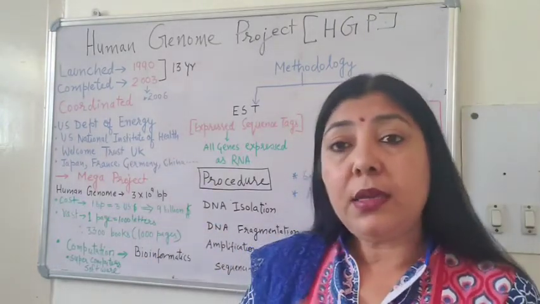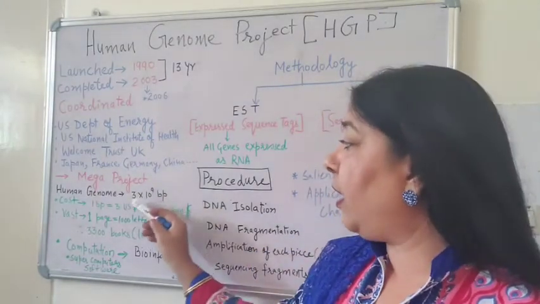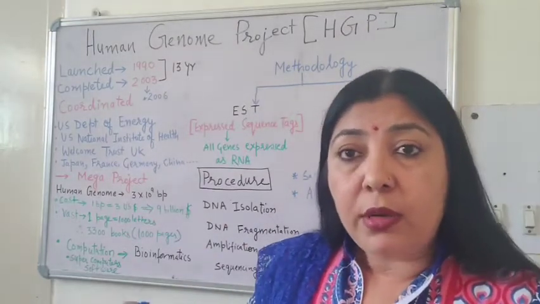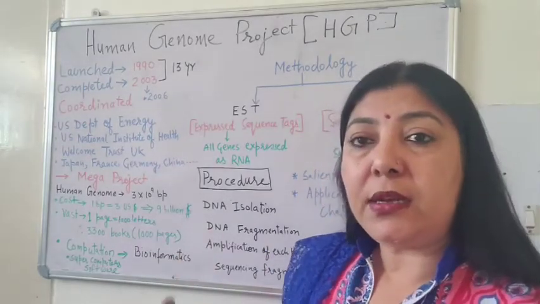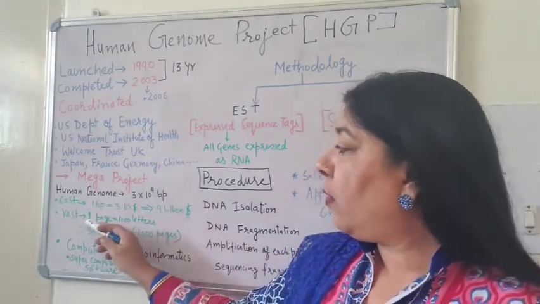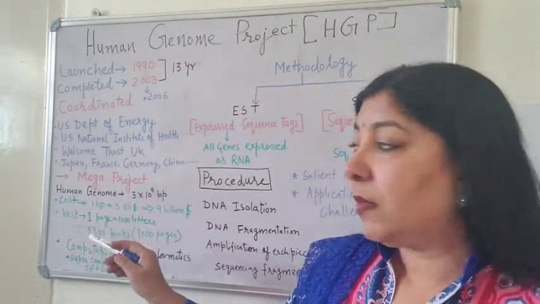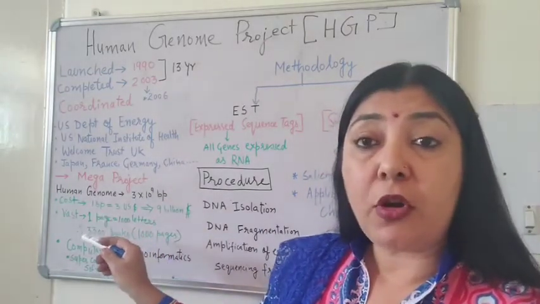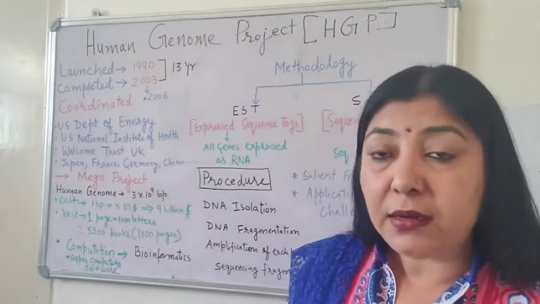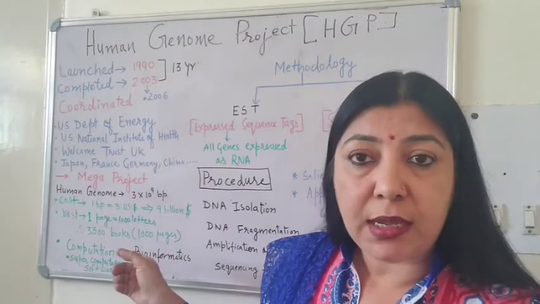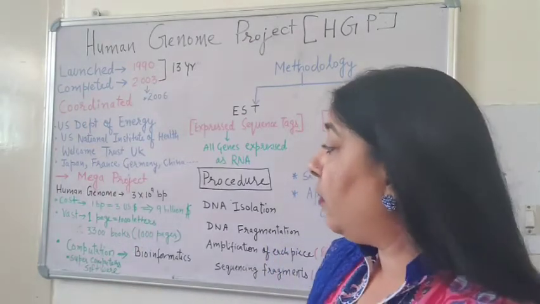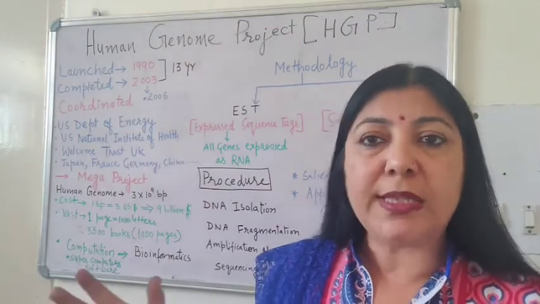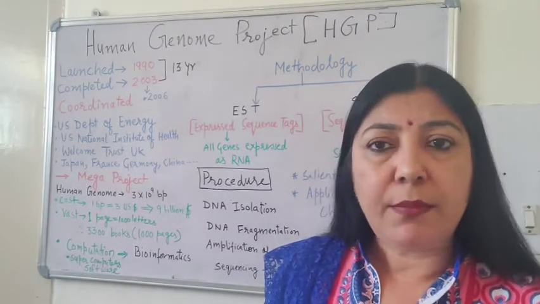Then, because there are 3 into 10 raised to the power 9 base pairs, to sequence them, if we consider typing, suppose one page of a book contains 1000 letters and each book has 1000 pages, then it was estimated that for sequencing the complete human genome, 3,300 such books would be required. So it would be a very massive project which was not possible manually.